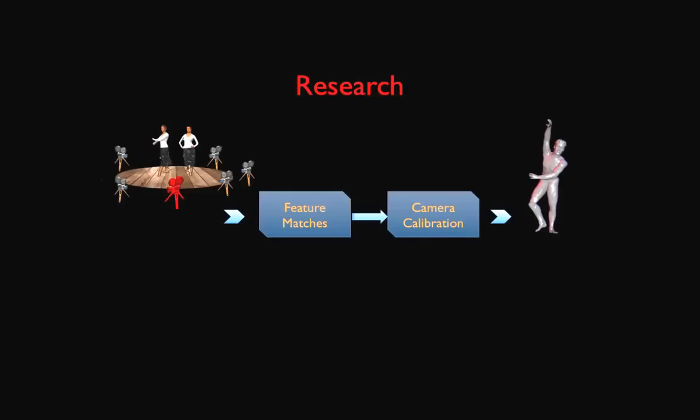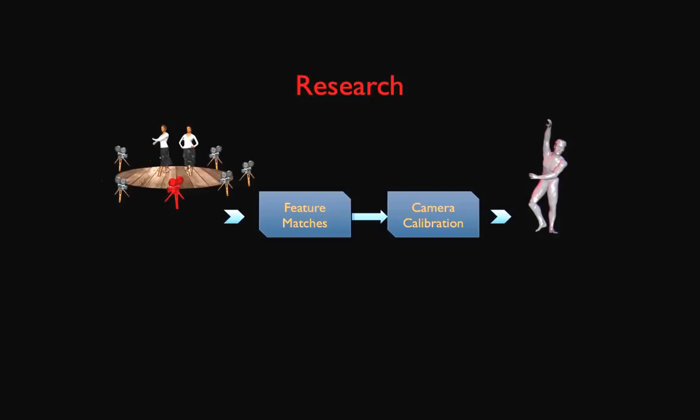The whole pipeline looks like this. We capture multiple images from multiple cameras of an event. For every stereo pair, we estimate the feature correspondences, and we use feature correspondences to calibrate the cameras, and we use the camera parameters for 3D reconstruction.